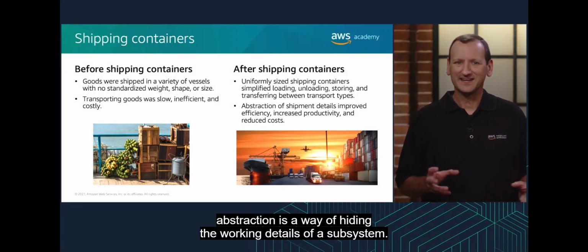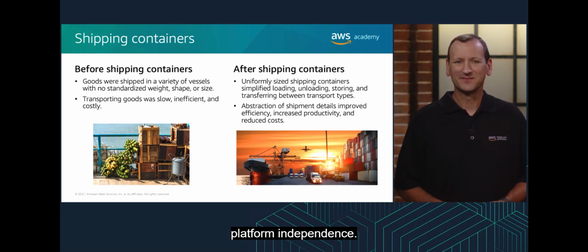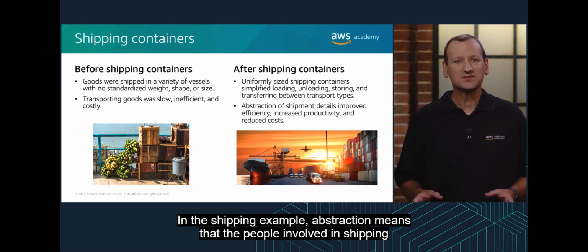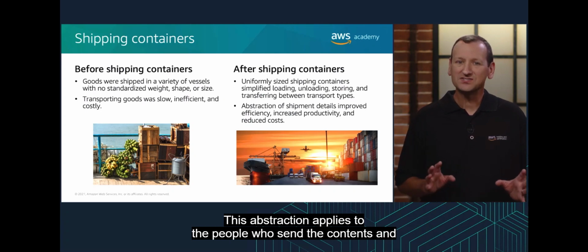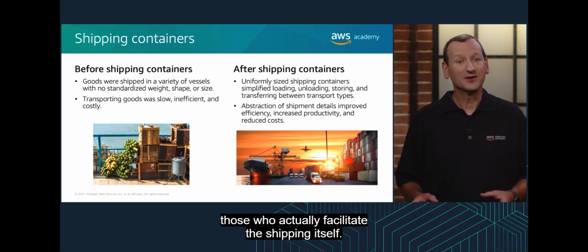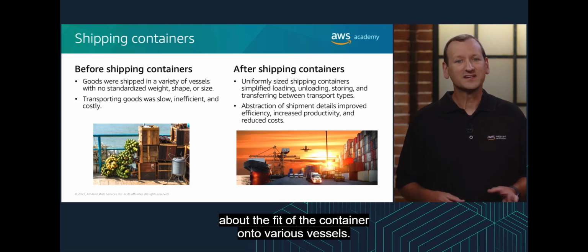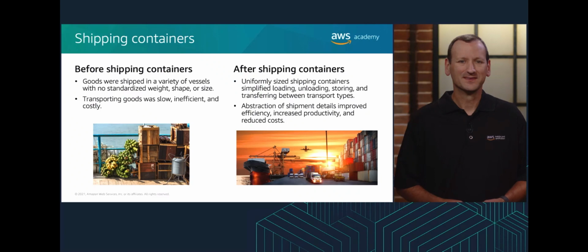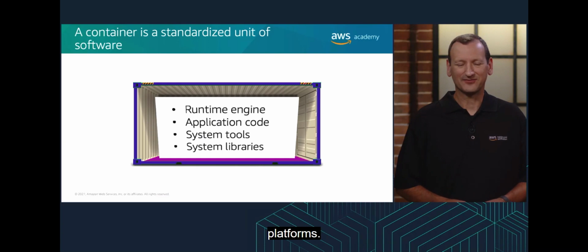Abstraction is a way of hiding the working details of a subsystem. It separates concerns to facilitate interoperability and platform independence. In the shipping example, abstraction means that the people involved in shipping are further removed from the details of the transaction. This abstraction applies to the people who send the contents and those who actually facilitate the shipping itself. They don't need to worry about whether items will fit in a given container or about the fit of the container onto various vessels. This concept can move from the physical world to the virtual world of computing platforms.